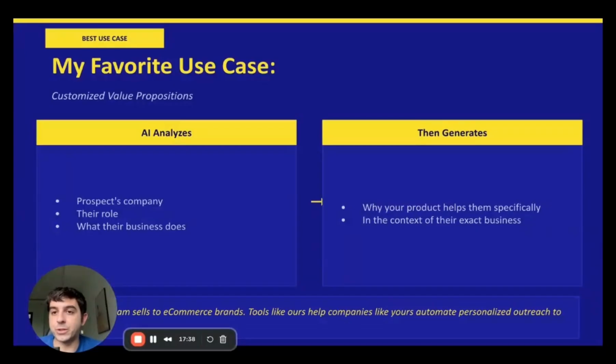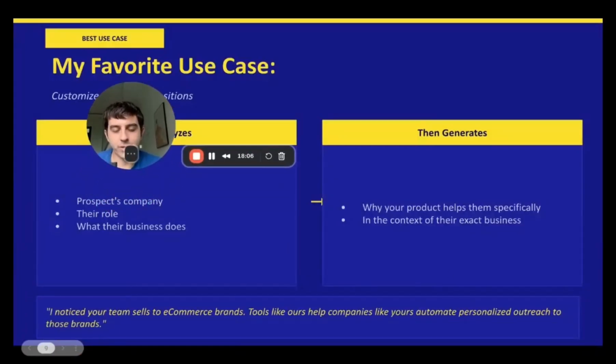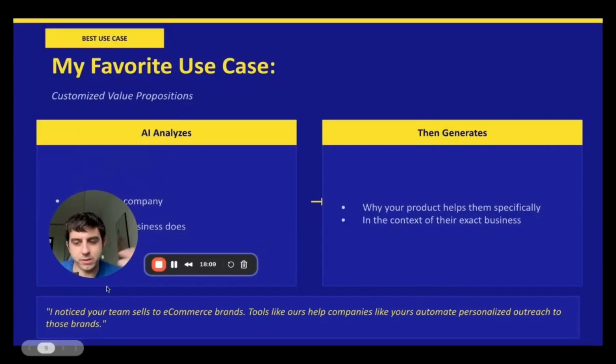So here's my favorite use case of using AI for personalization. There are some examples I'm going to show you in a minute that are a little bit industry dependent, but this one works for pretty much every industry, right? Have AI analyze the prospect's business and the prospect's role, and also what the company does, and then generate a personalized line about how your product or service will specifically help them in the context of their exact business. Here's an example line below. This is a fairly surface level one, but you get the idea. Hey, I notice your team sells to e-commerce brands. Tools like ours help companies like yours automate personalized outreach to those brands, right?